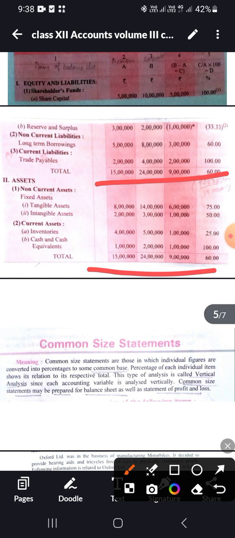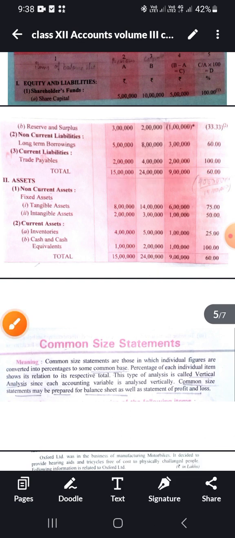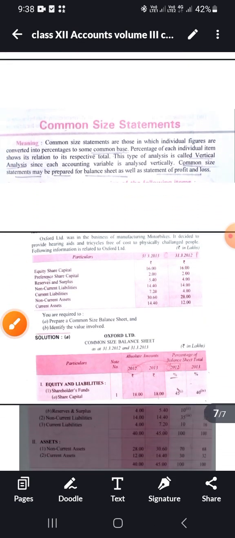Okay, so by taking this example we have understood the approach of comparative balance sheet. And what about common size statement? Common size statements are the statements which have a common base.